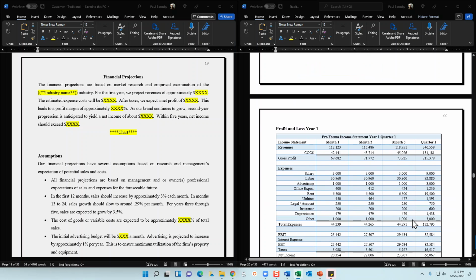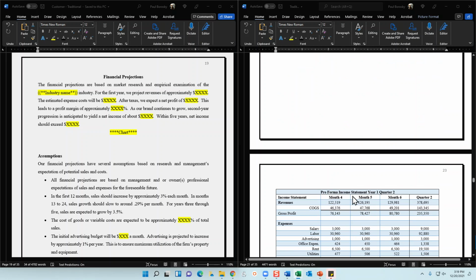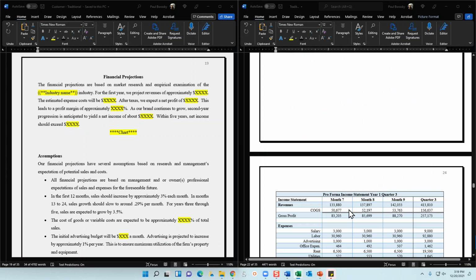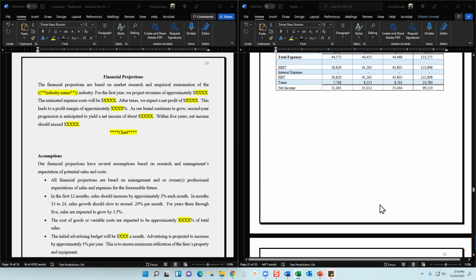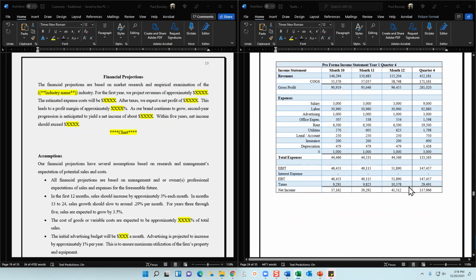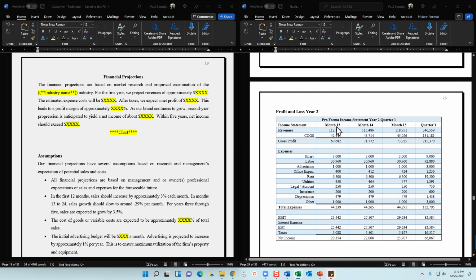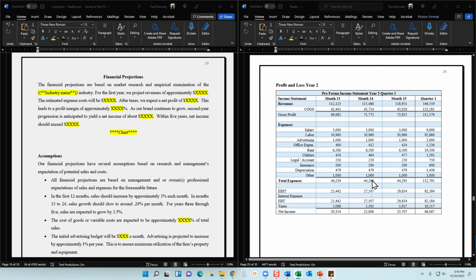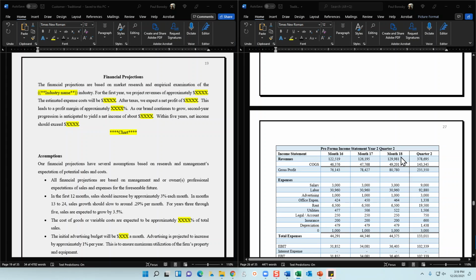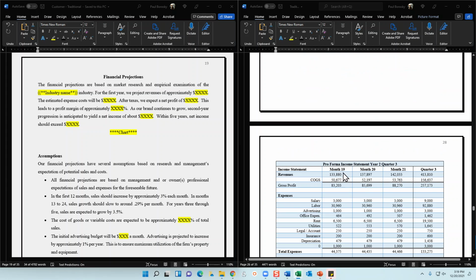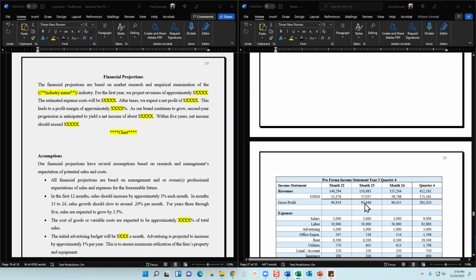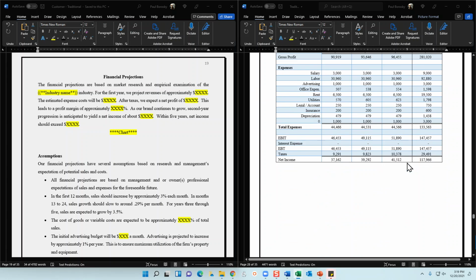Once we're done with that, we're going to, voila, have our pro forma profit and loss statements for the next 24 months. The way it's broken up, month 1 through month 3 is quarter 1, month 4 through month 6, quarter 2, month 7 through 9, quarter 3, and then month 10 through 12, quarter 4. And then we're going to have month 13 through 15, quarter 1, and then 16 to 18, quarter 2, and months 19 to 21, quarter 3, and then month 22 to 24, quarter 4.